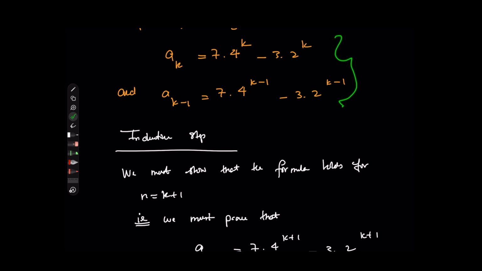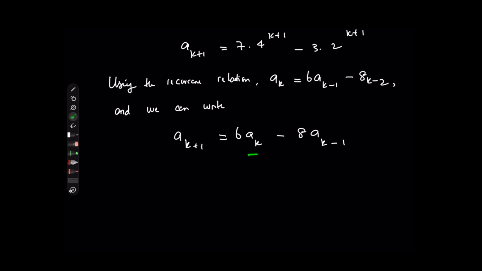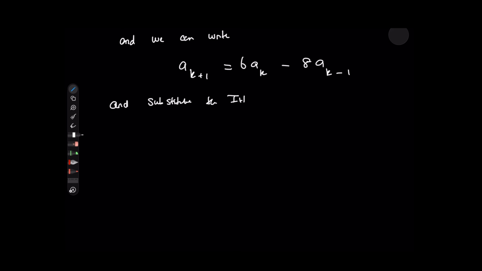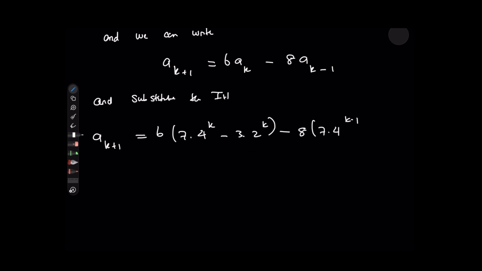Look, I have Ak and A k minus 1. So I'm going to put that inside here. Okay, so I'm going to substitute now. We're going to substitute the inductive hypothesis. I just use IH. Please don't use it in the exam. So A k plus 1 is equal to 6 times 7 by 4 to the power of k minus 3 by 2 to the power of k, minus 8 times 7 by 4 to the power of k minus 1 minus 3 by 2 to the power of k minus 1.